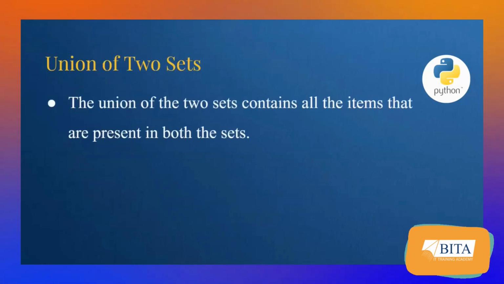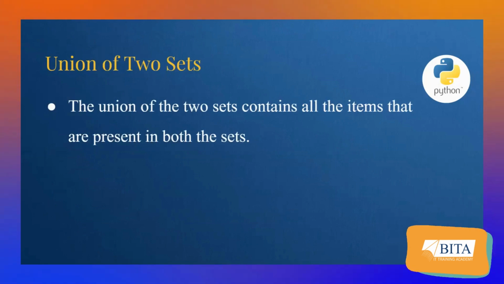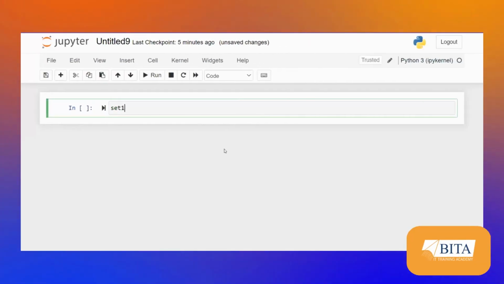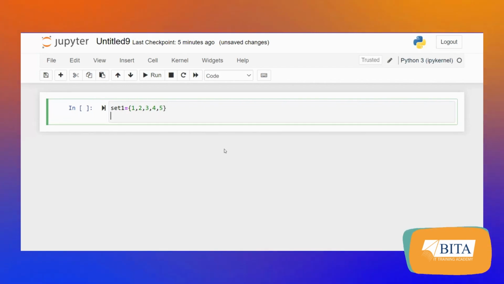This union operator is performed between two sets. It is used to combine two sets. This can be done by using the pipeline sign. For example, we have two sets. We know that in a set we are able to store different types of values. As of now we are taking only integer values.